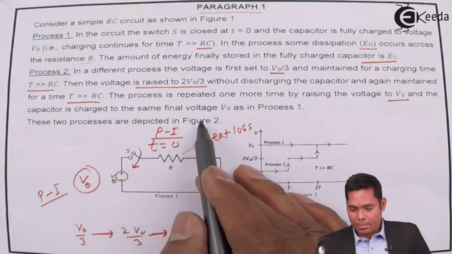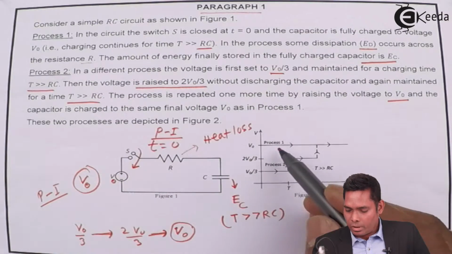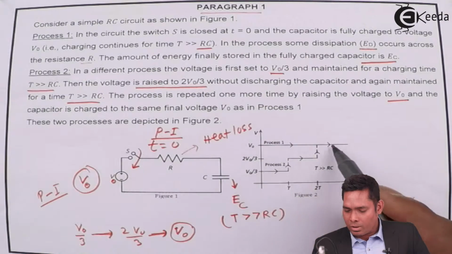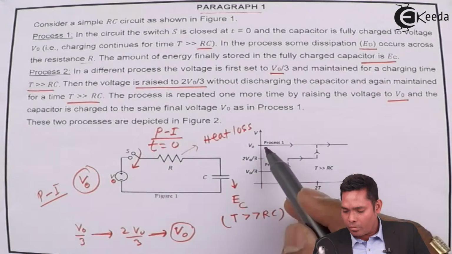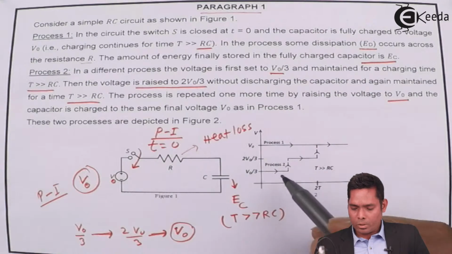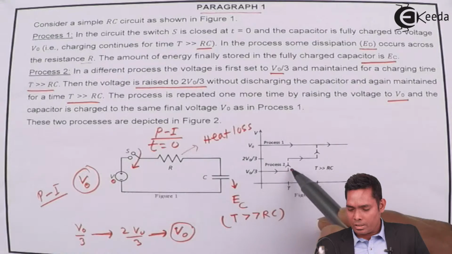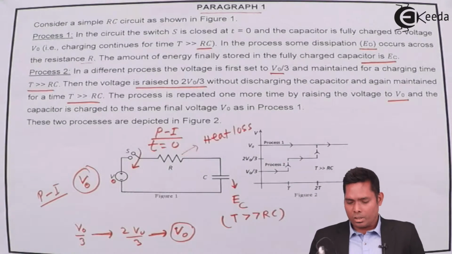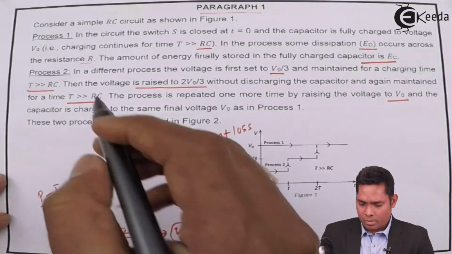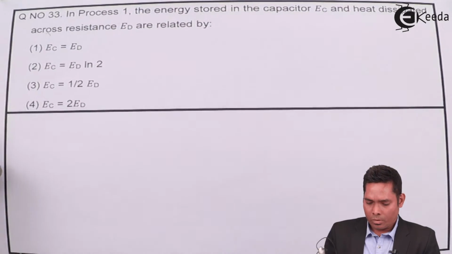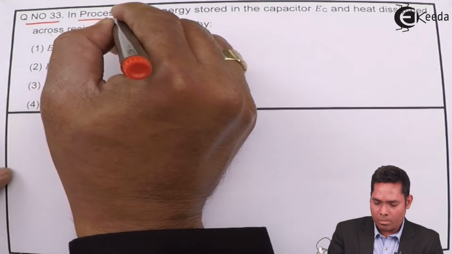These two processes are depicted in figure 2. Here is the voltage diagram, this is time. The voltage in process 1 is constant throughout, the same voltage V0 is maintained. In process 2, the voltage is initially this, then in steps it is increasing. So let us solve question 1, that is question number 33, which is for process number 1.